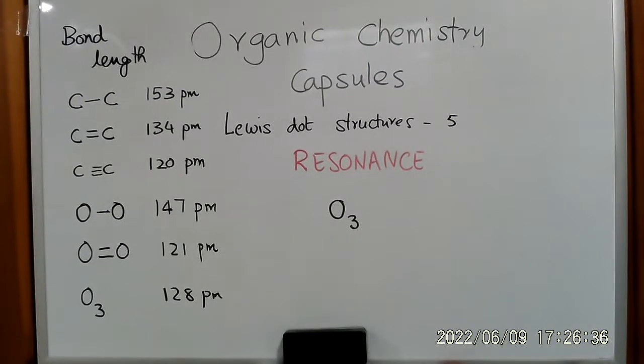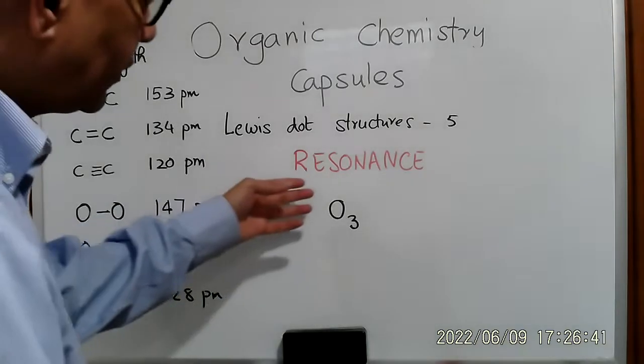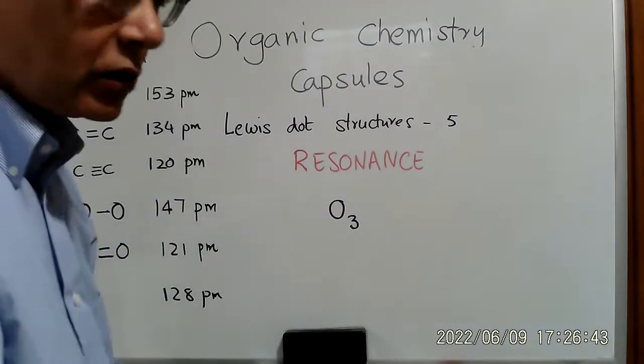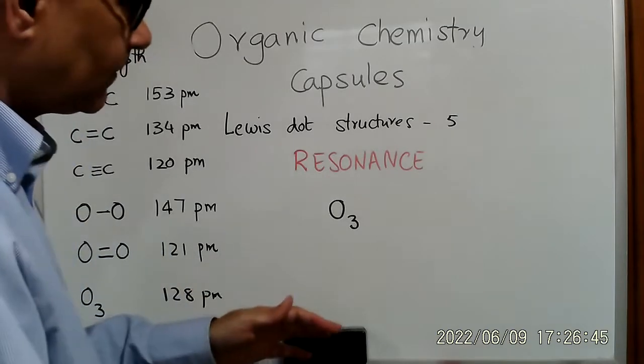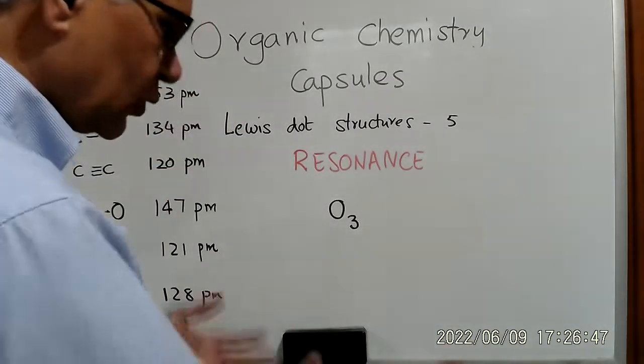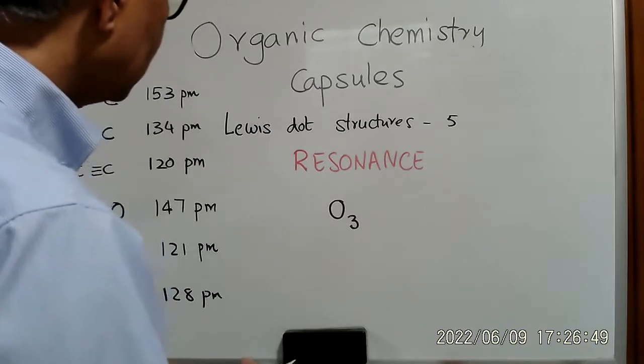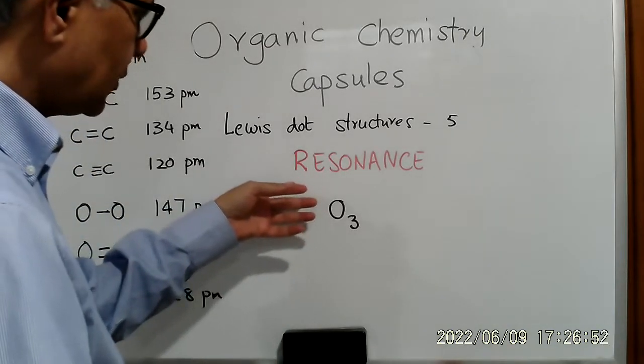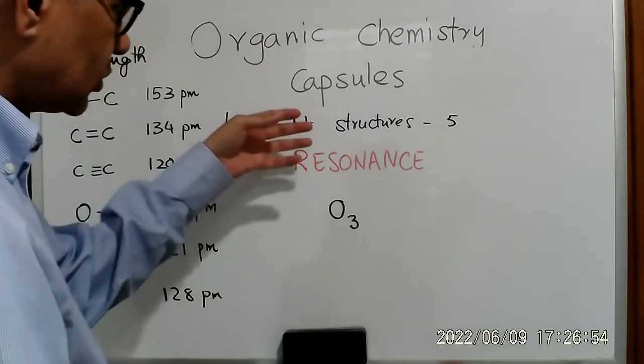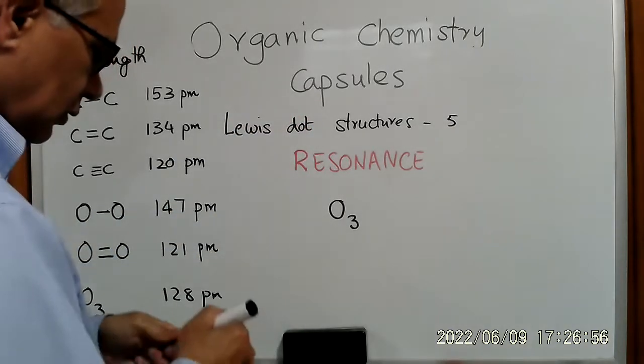So in this capsule, we'll look at a new concept called resonance. It's one of the foundational concepts in organic chemistry. We use it almost every day. And we'll get to that concept starting with Lewis dot structures of ozone.